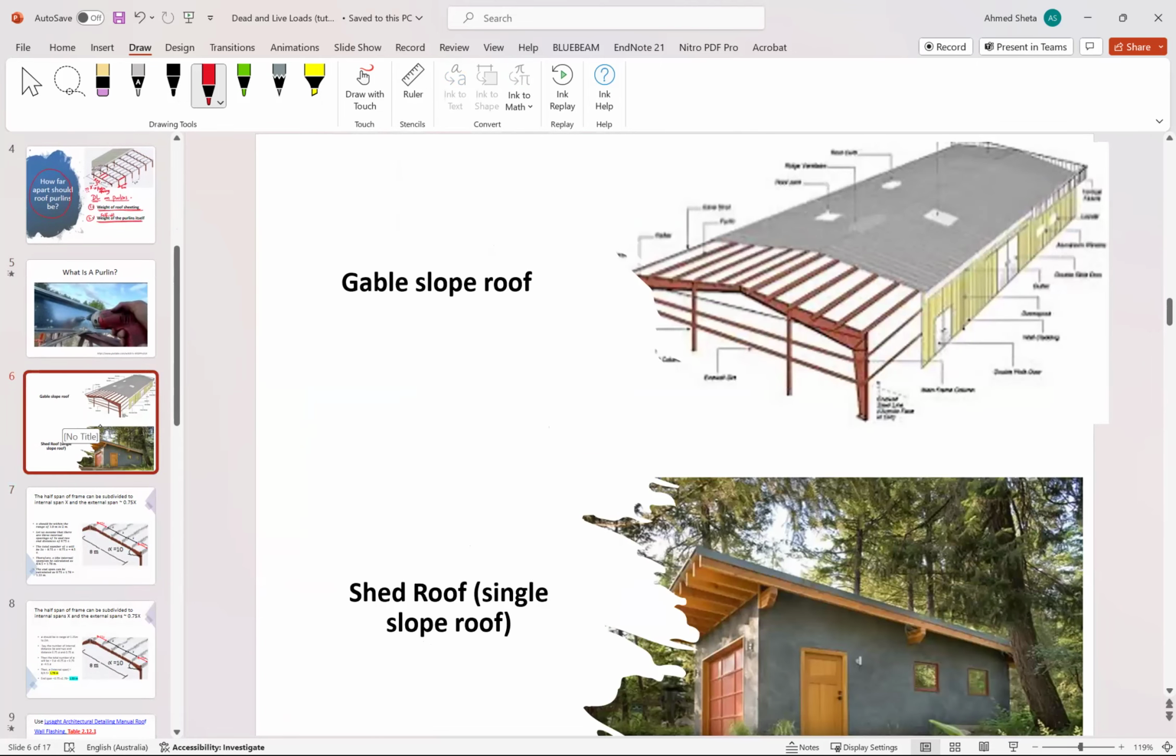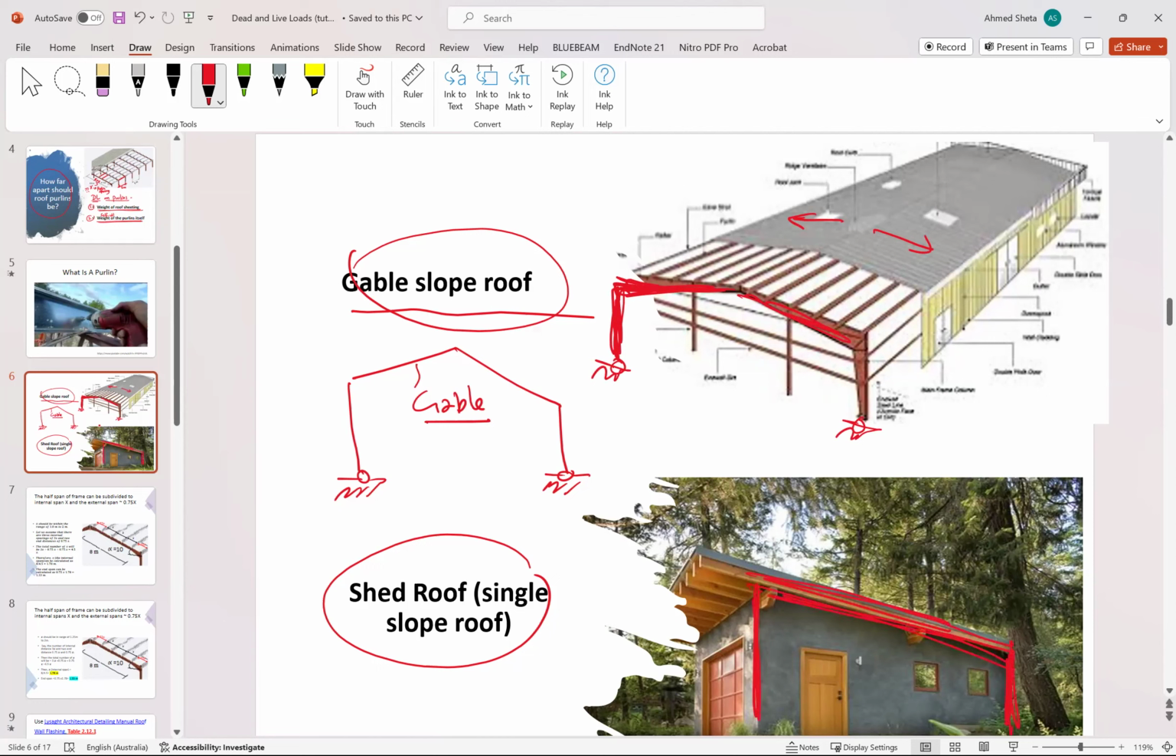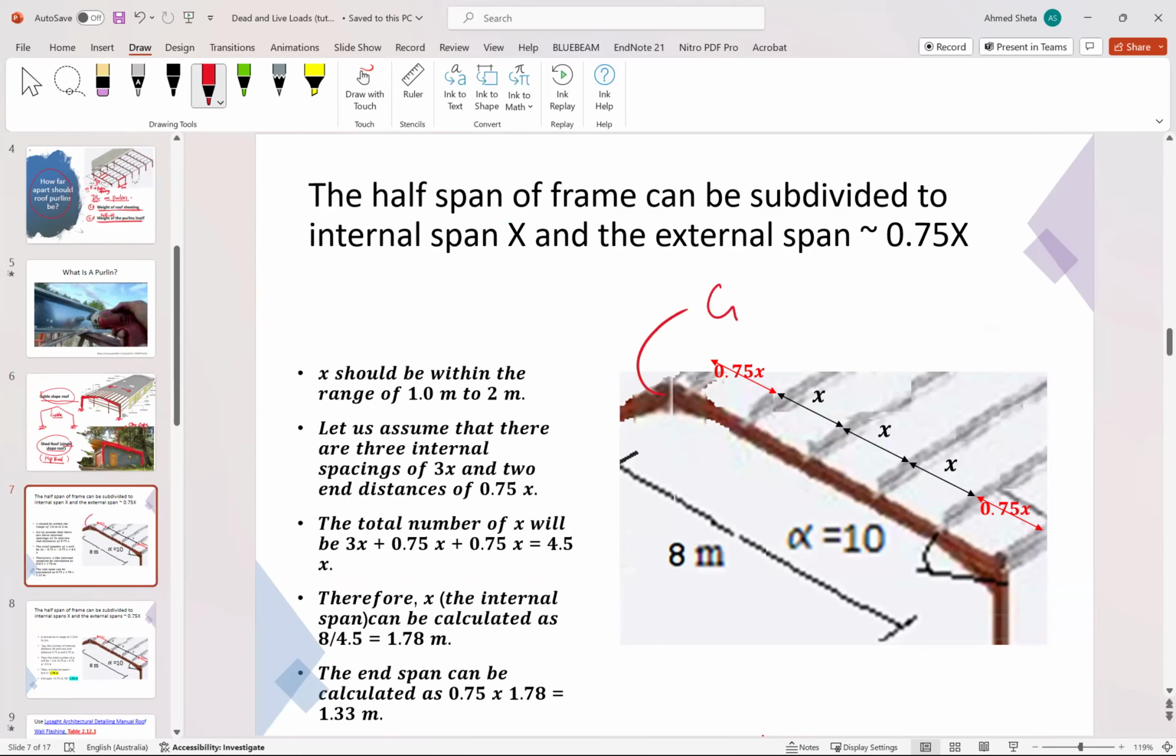And before we move to the next slide, there are two types of roofs you may face or see in industry. We might have a gable slope roof. Gable slope roof means we have two slopes of the roof like that. This roof is called a gable roof, similar to this one here. So this is our frame and this is the gable roof. So we have two inclinations or two slopes. For the single roof, similar to that, this will be our shed. So how many slopes? Only one slope. So this is called a single slope roof, or a hip roof as well. So we have single slope roof and gable slope roof. In our problem, we have the gable roof. So this roof is called a gable roof.